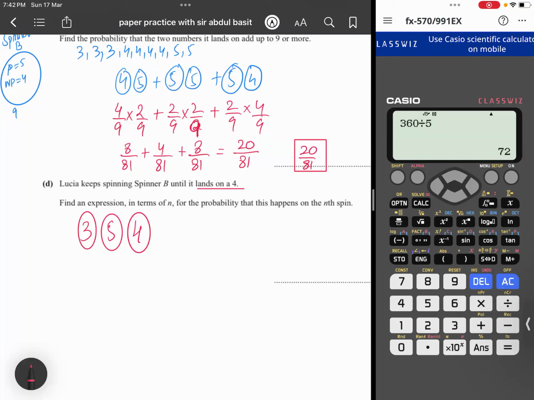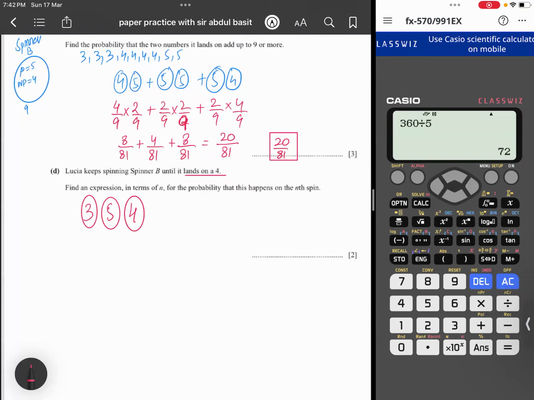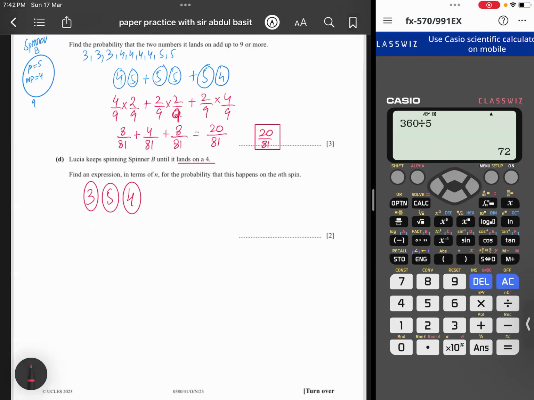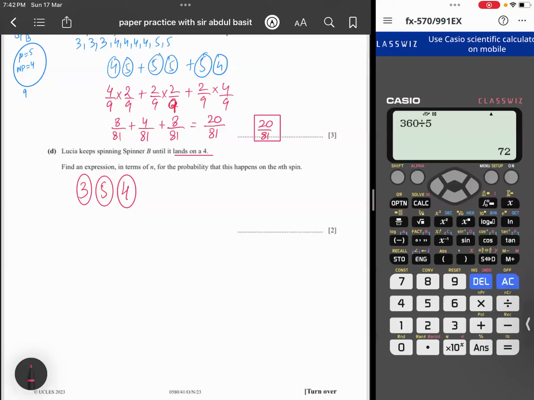They say that Lucia keeps spinning spinner B until it lands on a 4. Find an expression in terms of n for the probability that this happens on the n-th spin. We need to get the answer that this happens on the n-th spin. Yes or no? Any idea? What should I do here? We are here for discussion.